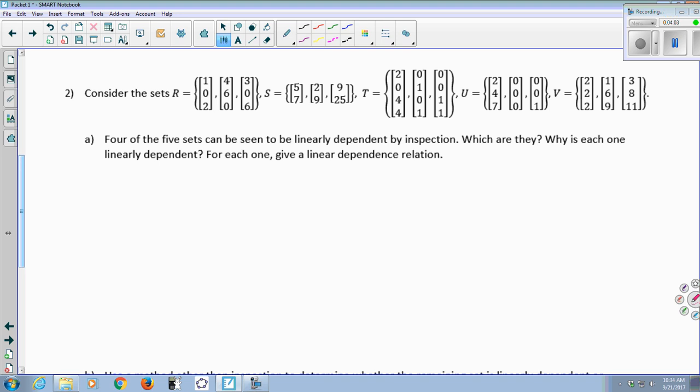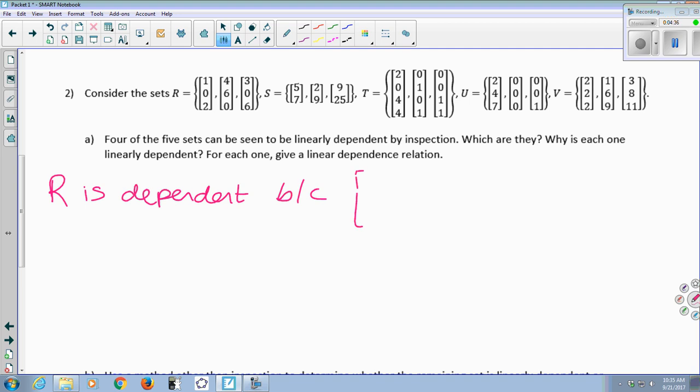Dependent or independent? I'll give you a hint. Look at the first and the third vector. Dependent, because 306 is a multiple of 102. Right? So R is dependent because 306 is a linear combination of the other two vectors.